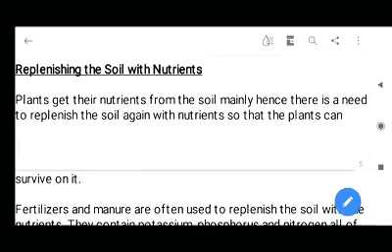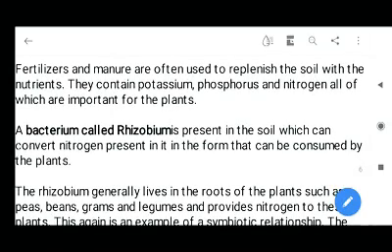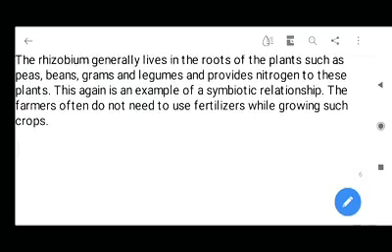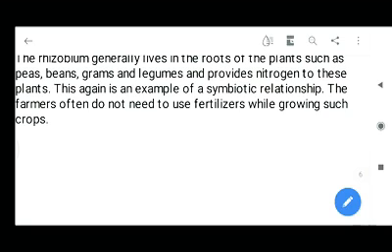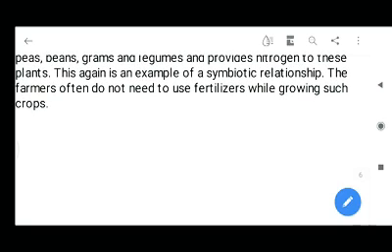Now, symbiotic relationship is also helpful in replenishing the soil with nutrients. Plants get their nutrients from the soil mainly, hence there is a need to replenish the soil again with nutrients so that the plants can survive on it. Fertilizer and manure are often used to replenish the soil with nutrients. They contain potassium, phosphorus and nitrogen, all of which are important for plants. A bacterium called rhizobium present in the soil can convert nitrogen into a form that can be consumed by the plants. The rhizobium generally lives in the roots of plants such as peas, beans, grams and legumes and provides nitrogen to these plants. This again is an example of a symbiotic relationship. The farmers often do not need to use fertilizer while growing such crops. Thank you. This is all about nutrition in plants.